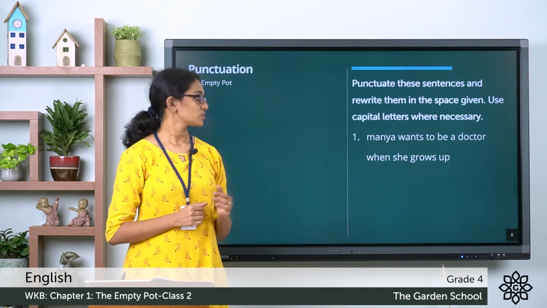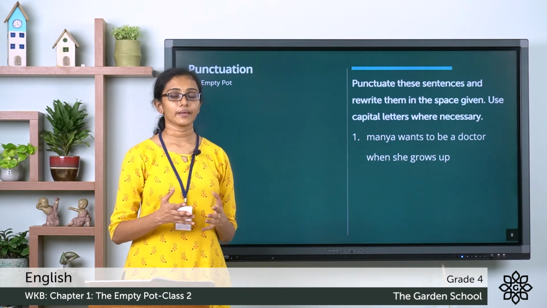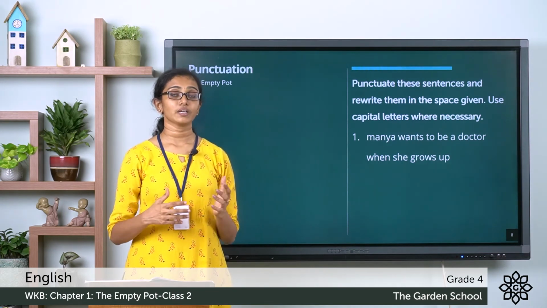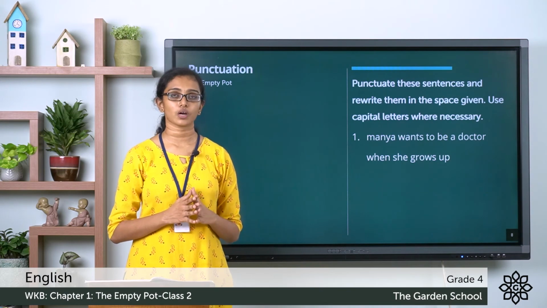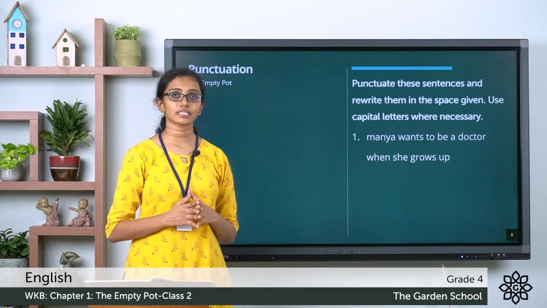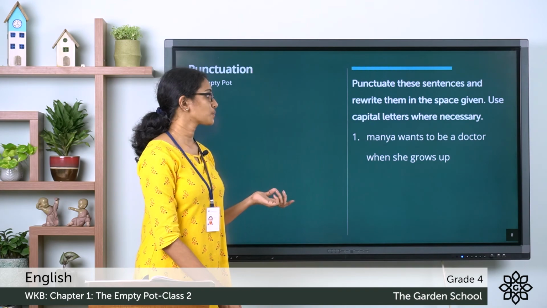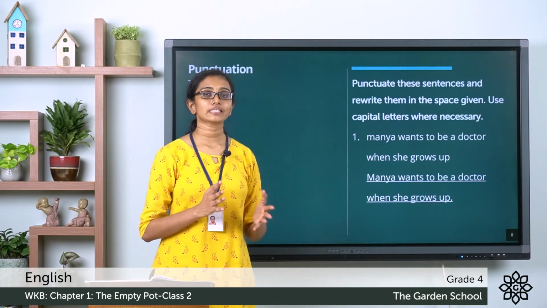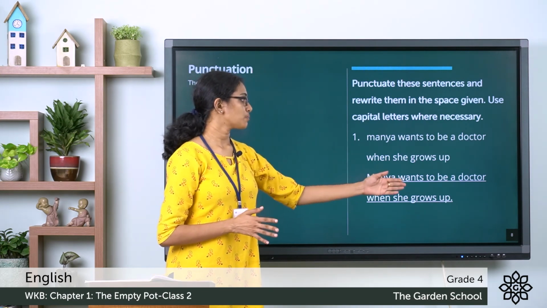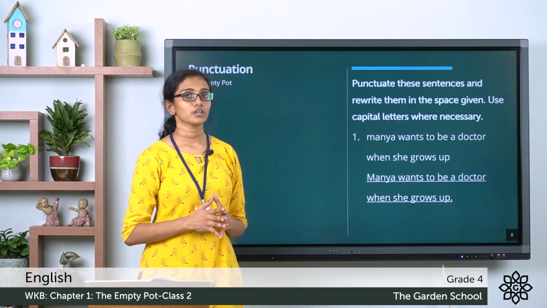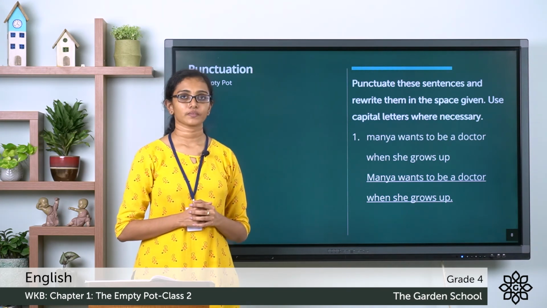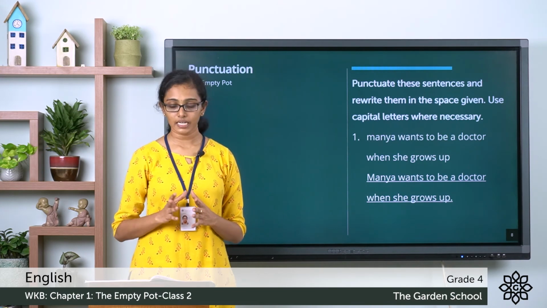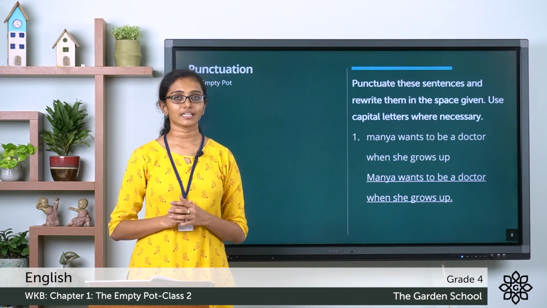up. So here the word Manya is a name. We always write a name with the first letter capitalized, and whenever we end a sentence, we put a full stop. So let's see how we can punctuate this sentence. Manya wants to be a doctor when she grows up. See, the letter M is capitalized and then we put a full stop after the word up to mark that the sentence ends there. Similarly, punctuate the rest of the sentences given here also correctly and write them in the space provided in the textbook.